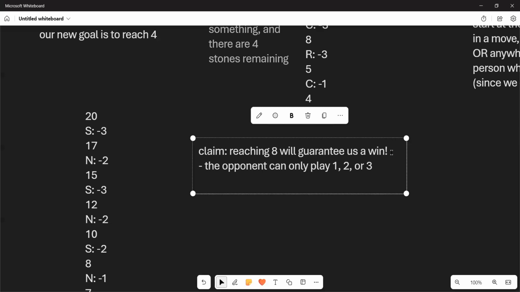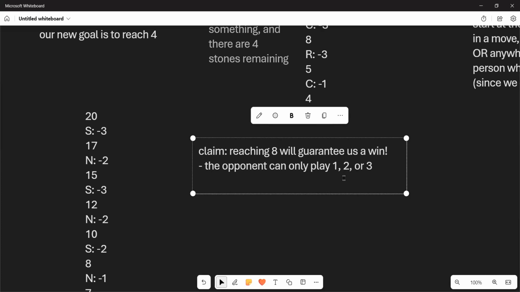Exactly. So what are Samrit, Ahan, Chinmay, and Naitik saying? They are saying that the opponent can only play 1, 2, or 3. So no matter how hard the opponent tries to reach 4, they're not going to be able to do that. Just do whatever you want, you'll never be able to reach 4. The lowest you can go is 5, but you can't go any lower than that. So no matter what your opponent does, you can make it so that you reach 4.